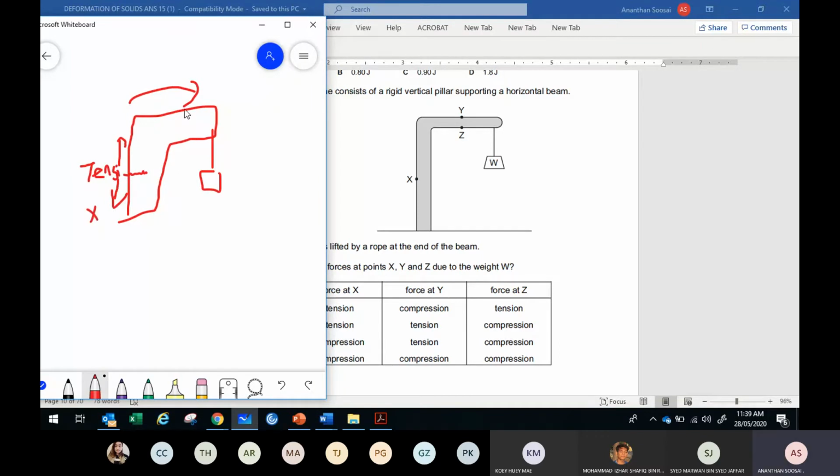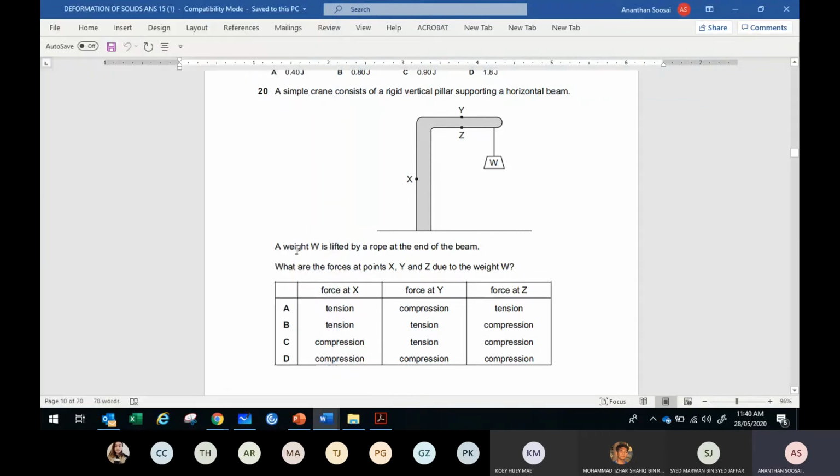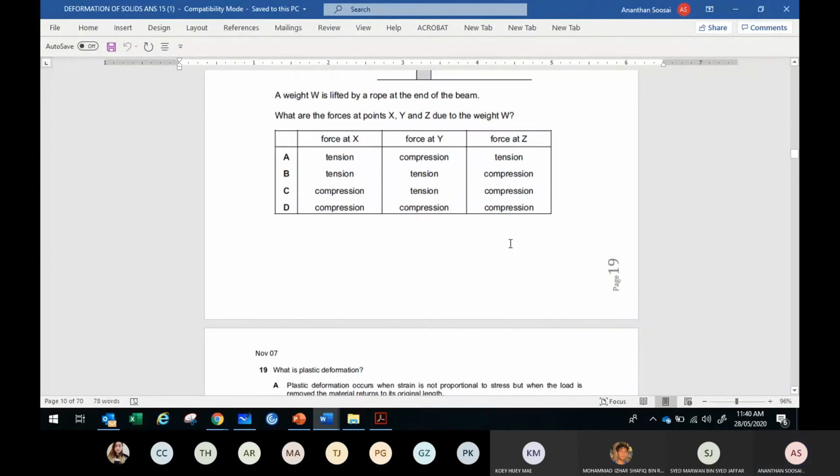Do the same thing for Y. You try to make a crack here. What happened to the Y? This part will move away. So this is also under tension. Z, if you make a crack at the bottom, they will try to close up. So Z is under compression. So the answer is, of course, B.